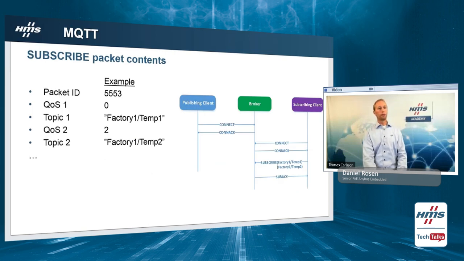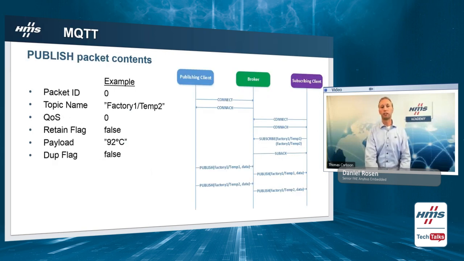Then we have the subscribe packet, and it contains a packet ID. It contains the quality of service for topic one. And then there can be several topics in the same subscription packet. So if we look at the flowchart again, here we have the subscribe packet, and there will be an acknowledge from the broker that it accepts the subscription.